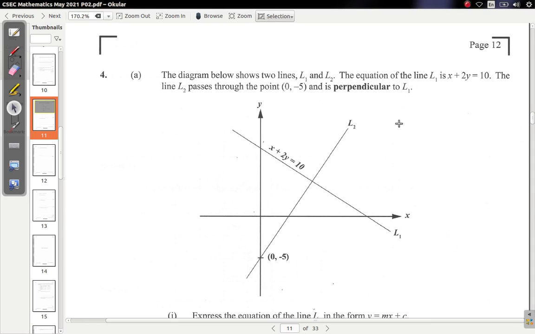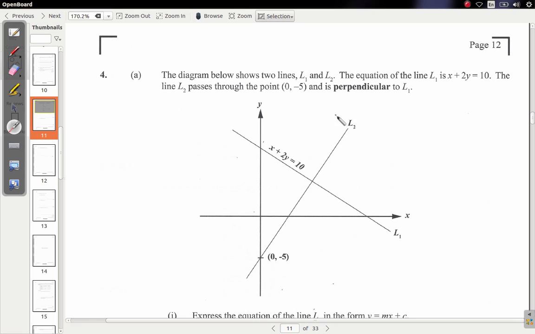With our question 4 of the 2021 May CSEC mathematics paper. Alright, we'll go straight to it. It says the diagram below shows two lines, L1 and L2. So you have line L1 and you have line L2 here.